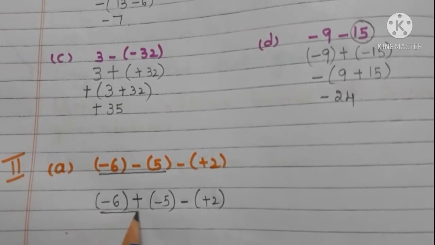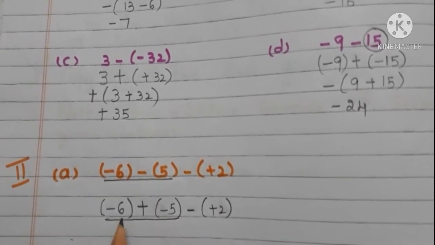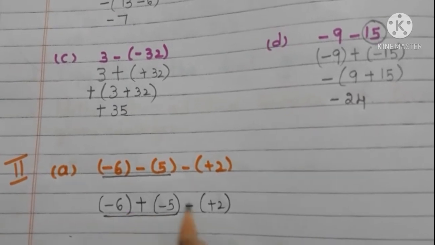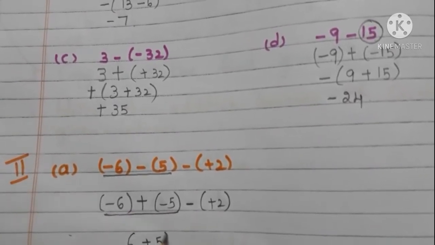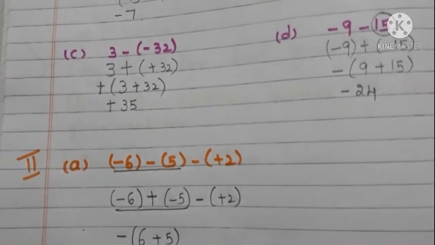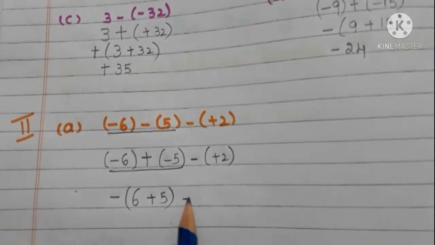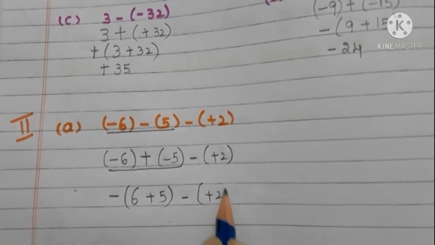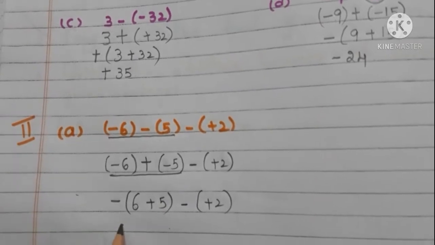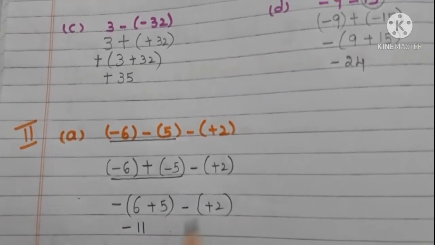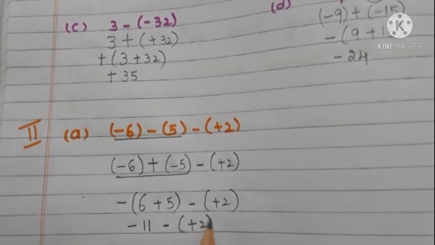Okay, simplify this. Now follow the addition rules. Here we have two negative integers. So add two numbers and write the negative sign. Okay, and copy down this one, minus positive 2. 6 plus 5 is 11. So negative 11 minus positive 2.